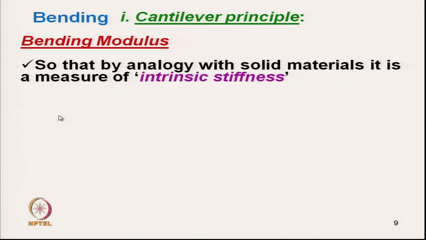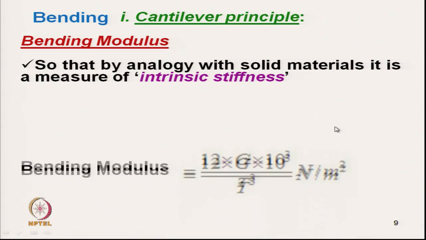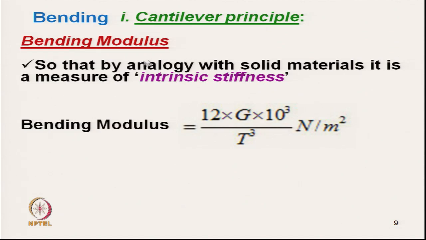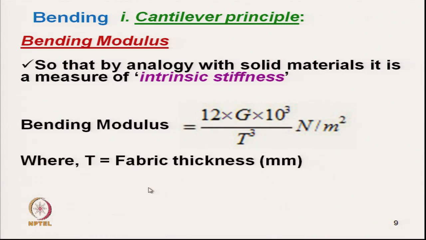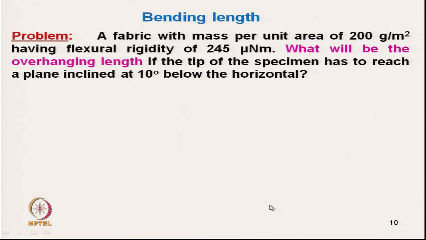So, by analogy with solid material, it is a measure of intrinsic stiffness. And this intrinsic stiffness or bending modulus can be expressed as 12 multiplied by G multiplied by 10 to the power 3 divided by T cubed, where T is the fabric thickness. So, we divide by T cubed to get the bending modulus.